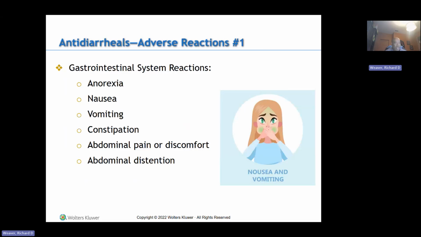And so these patients also have abdominal pain and discomfort and also abdominal distension. Remember, these drugs are more topical. And so you have more side effects happening within the GI system as opposed to throughout the whole body. All right. So these drugs have a more local effect on GI tissue.